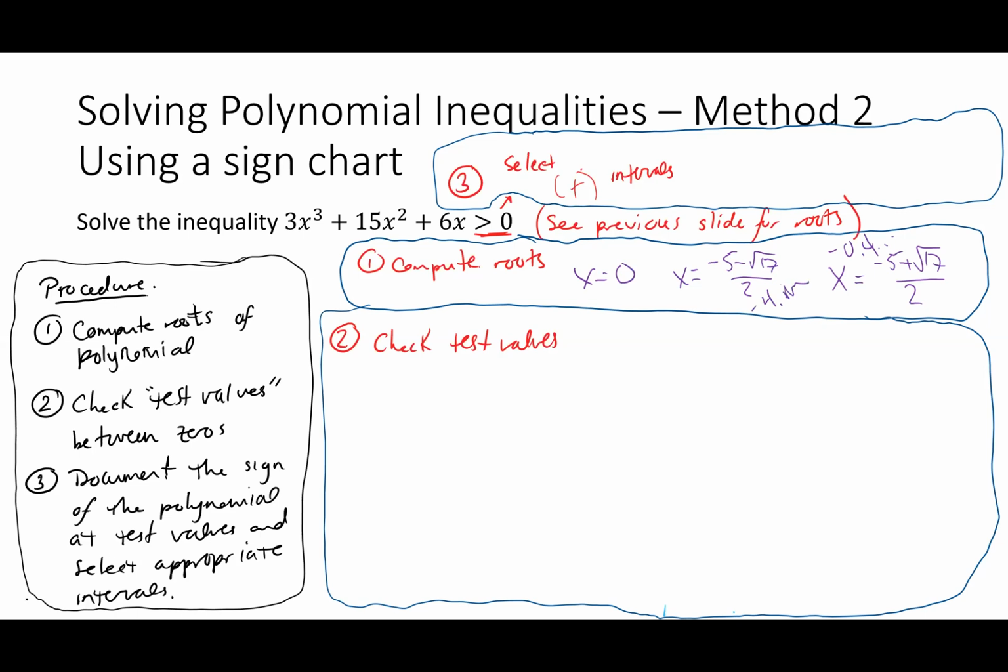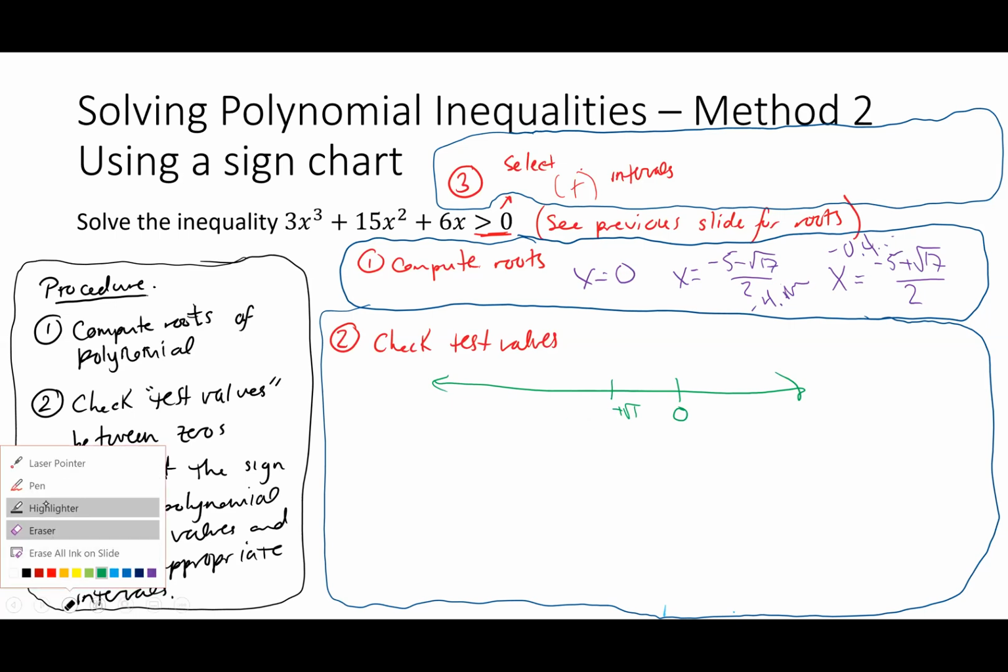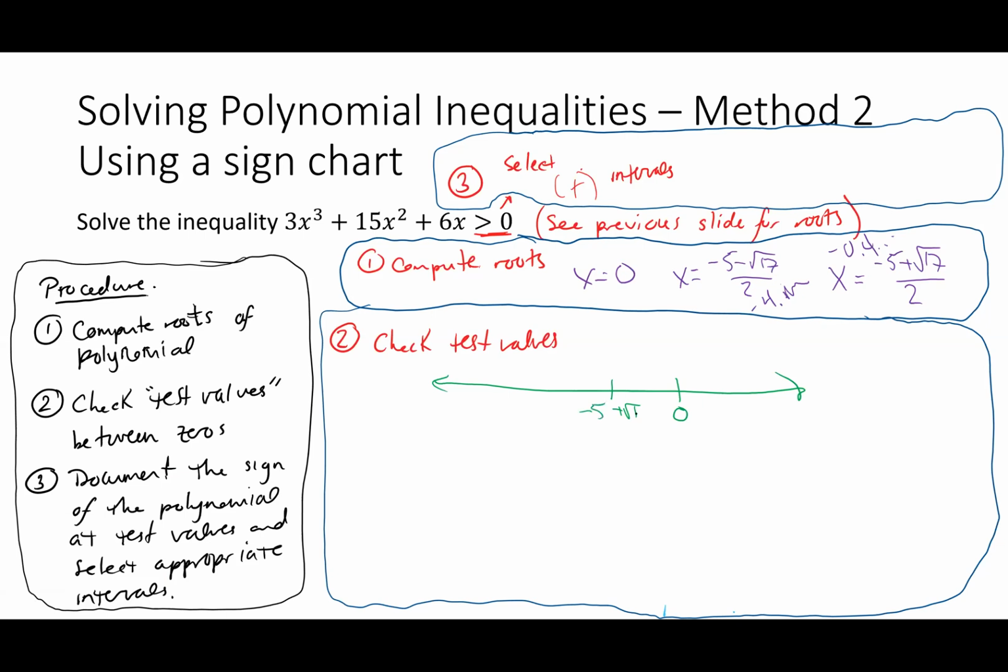Okay, now we're going to check our test values. So I'm going to do one master interval here so that you see everything. All right, so at 0, I've got a 0, and then negative 5 plus the square root. Whoa, where's the square root coming from? Good question. I was testing you. I wasn't. I made a mistake. And then -5 minus the square root of 17 over 2. Again, you could just think of this as -4.something. And then this is -0.4 and so on.